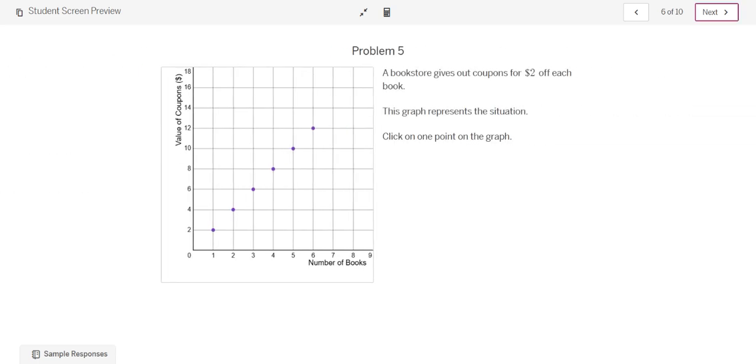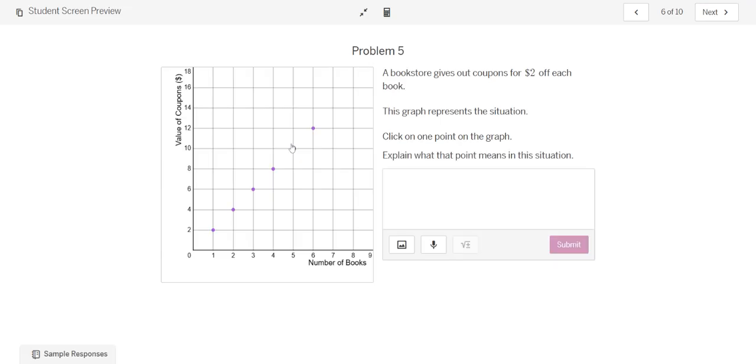Bookstore gives out $2 coupons. This graph represents the situation. Number of books, $2 off. Check on one point. Click any point on the graph. Explain what it means in this situation. If I buy 5 books, you save $10.